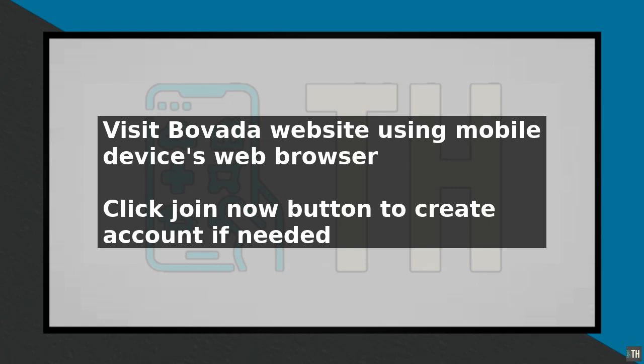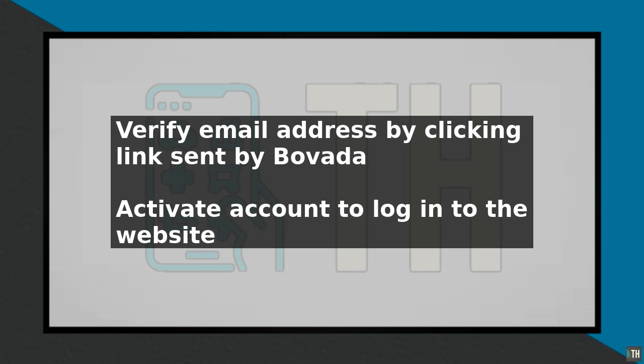birth. After completing the registration form, verify your email address by clicking on the link sent to you by Bovada. This will activate your account and allow you to log in to the website. To download the Bovada app, scroll down to the bottom of the website and click on the mobile betting button. This will take you to a page with links to download the app for both Android and iOS devices.